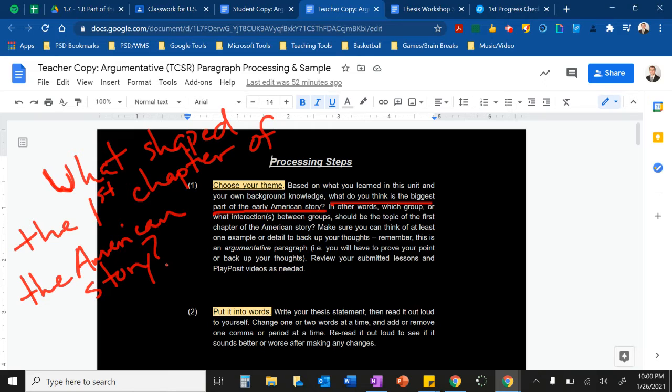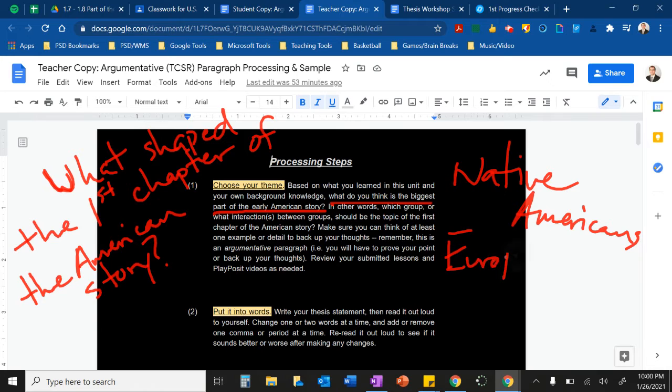To reduce it down to one question, what are you writing your paragraph about? You're writing your paragraph in response to this question. What shaped the first chapter of the American story? You'll use the groups that we've talked about, which include Native Americans, European colonists, specifically British colonists, but I'll just say Europeans here, and then also the first African Americans, enslaved people who were brought over from West Africa to the Americas. Those are the three groups that we're talking about. So which of these groups or what interactions between these three groups shaped the first chapter of the American story?